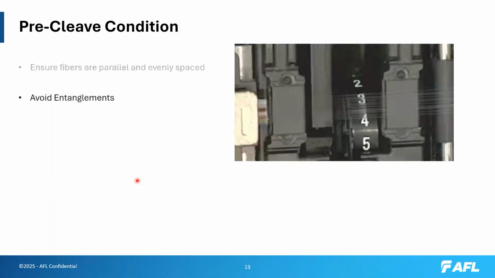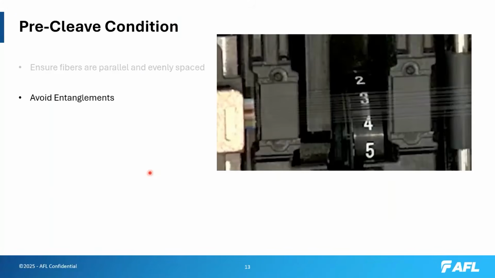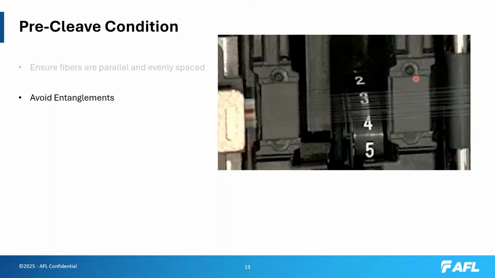Again, this is avoid entanglements. You'll notice here a cleaver is about balance. A needs to equal B. And you'll see on the left-hand side, you've got fibers touching each other. You may have some entanglements where one fiber is laying on the top of the other. Big negative here. If I saw this, I would not push this forward and try to cleave it. You're just asking for trouble at that point in time.